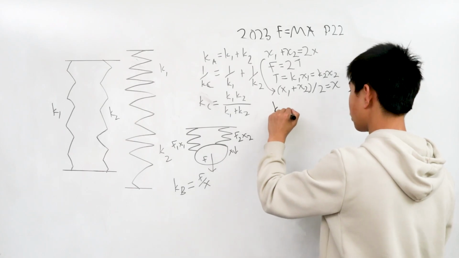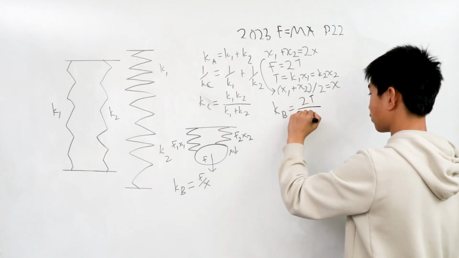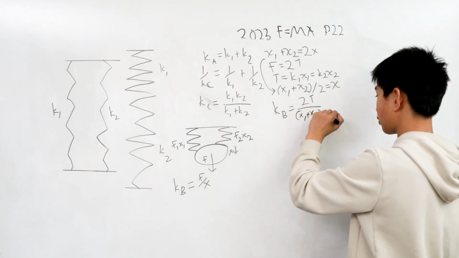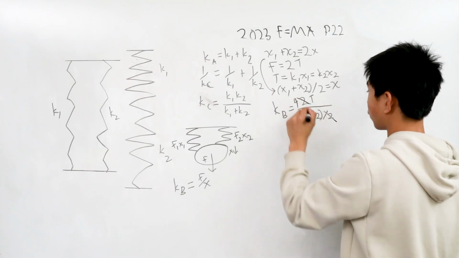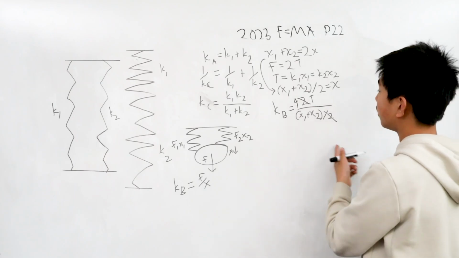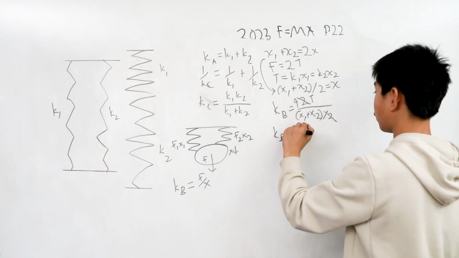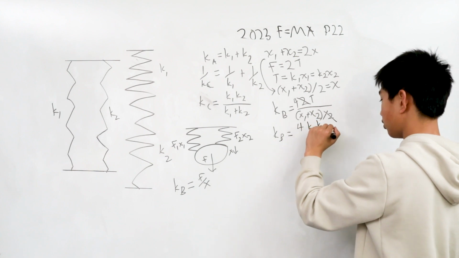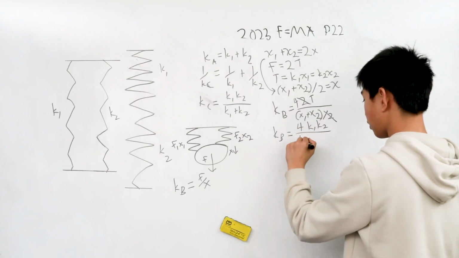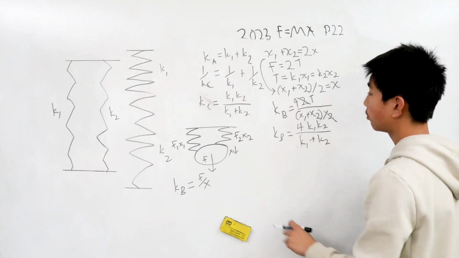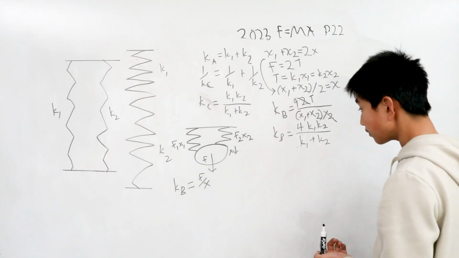So K of B is equal to 2T over x1 plus x2 over 2, where this over 2 simply multiplies this denominator by 2, which is 4. And after plugging in all these values, we can simplify this down. K of B is equal to 4 times K1 K2 over K1 plus K2. Therefore, we can make a direct comparison to KB and KA, or C.